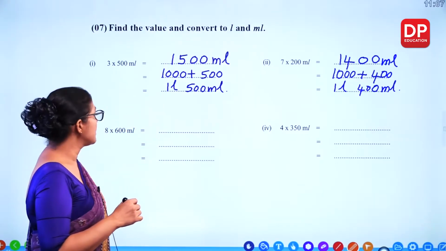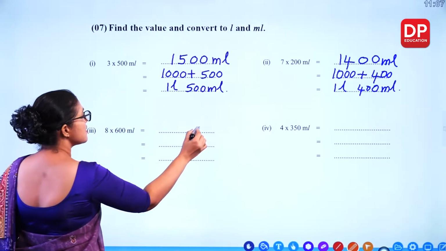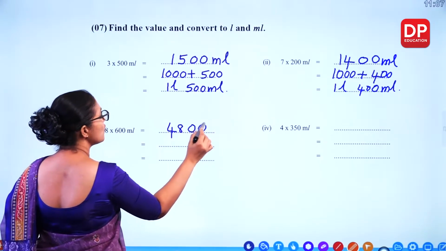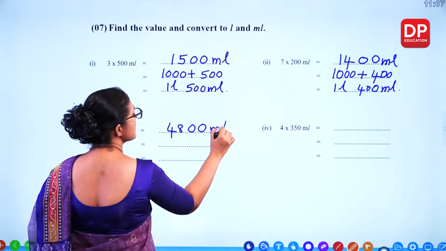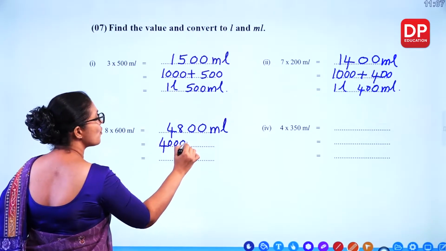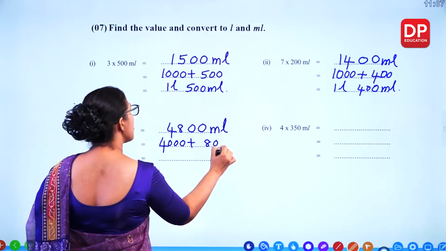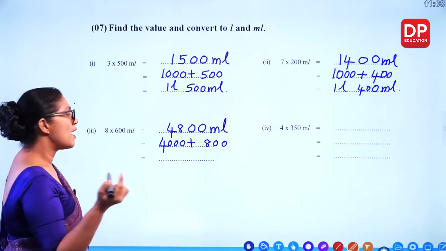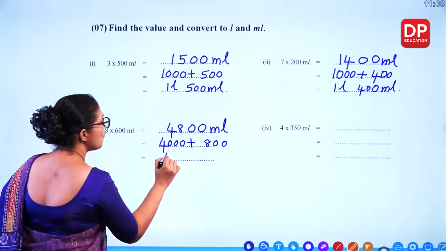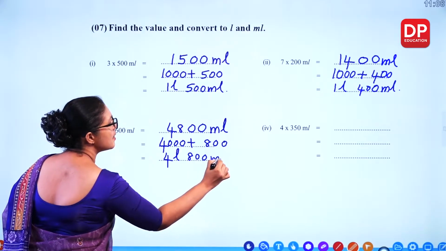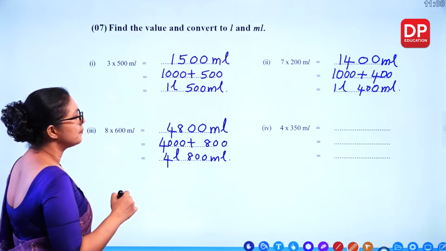This one, 8 times 600. 0, 0. 8 times 6, 48. 4800 milliliters. Now convert. I can split this to 4000 and 800. 4000 milliliters means, divide by 1000, 4 liters. And 800 milliliters are there.